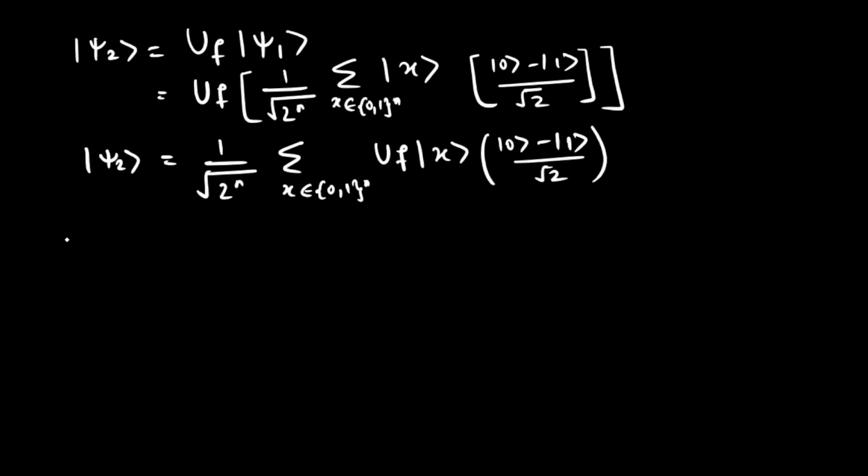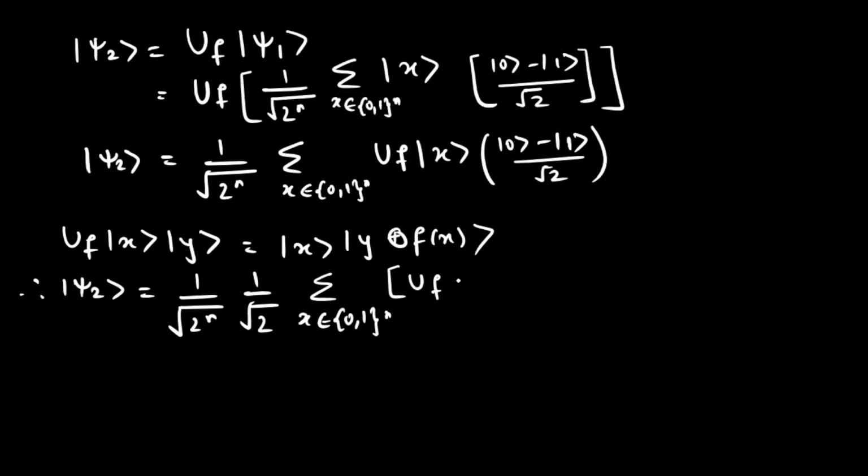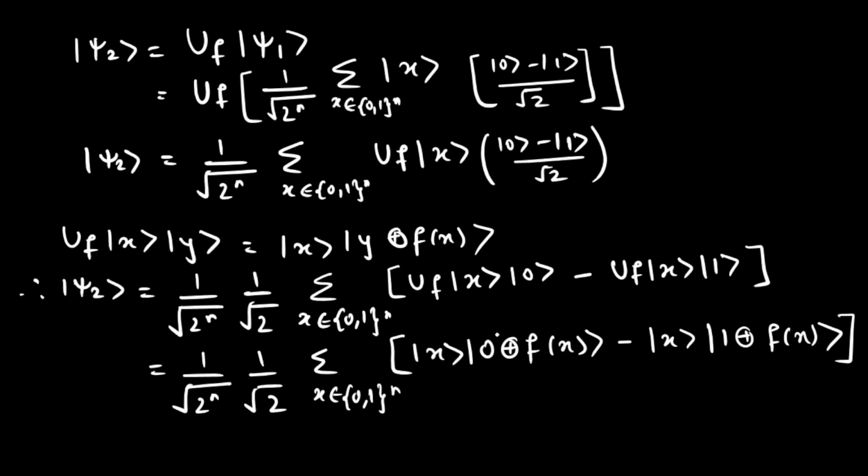Now we know the operation of UF on two states x and y gives us x, y XOR f of x. Therefore psi 2 will be equal to 1 by 2 raised to n, and this root 2 will also come out, summation UF operating on x and 0 minus UF operating on x and 1, which would be equal to, using this transform, x, 0 XOR f of x minus x, 1 XOR f of x. Here our y was 0 and here our y was 1 from the general equation.